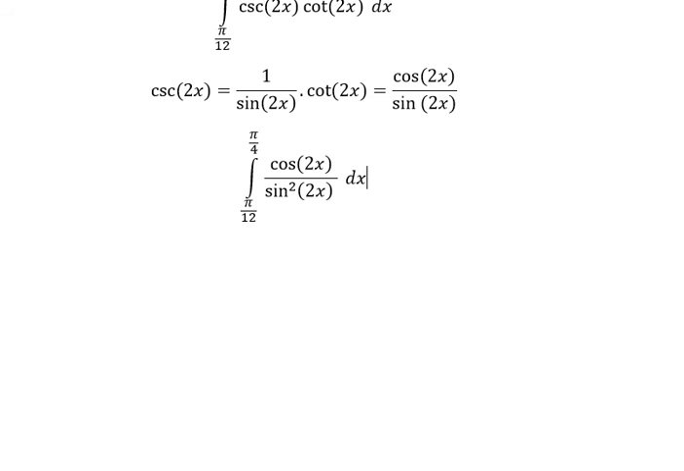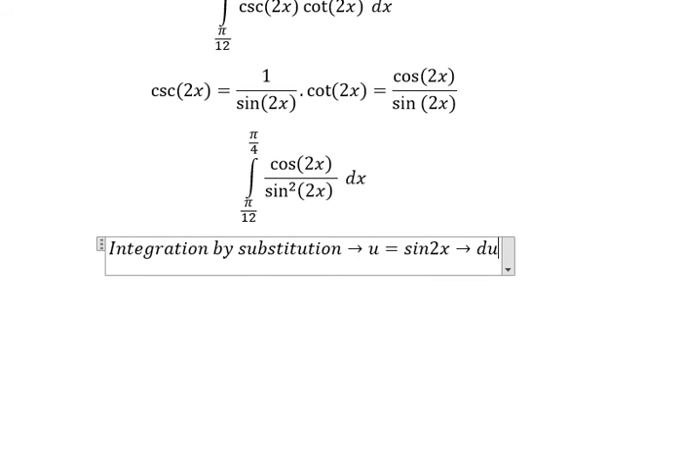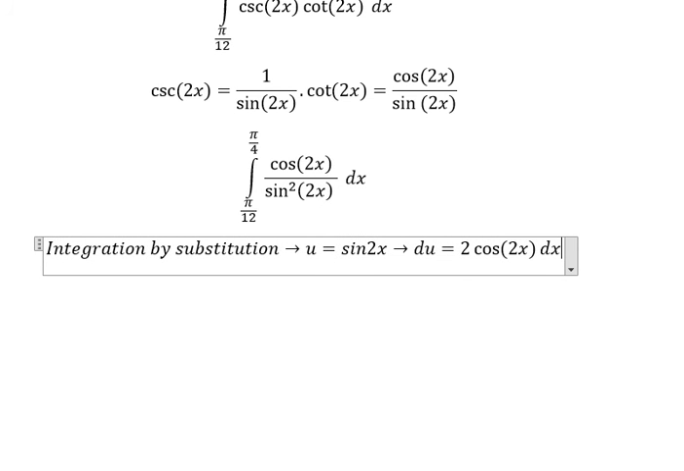Next, we need to use integration by substitution. So we put u equal to sin 2x, du equal to 2 cos 2x dx. Because we don't have the number 2 in here, we divide both sides by 2.